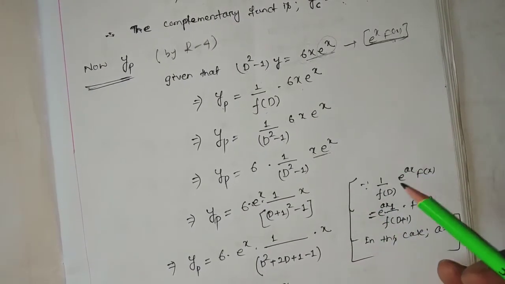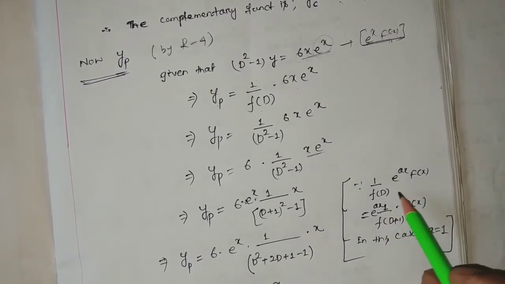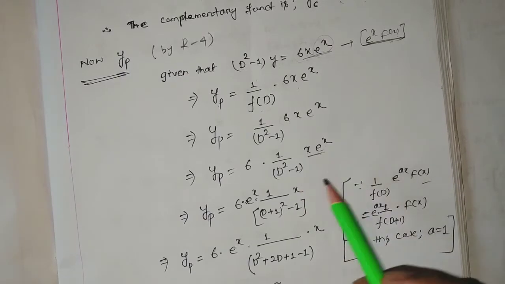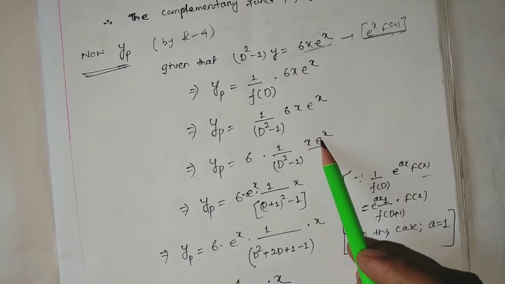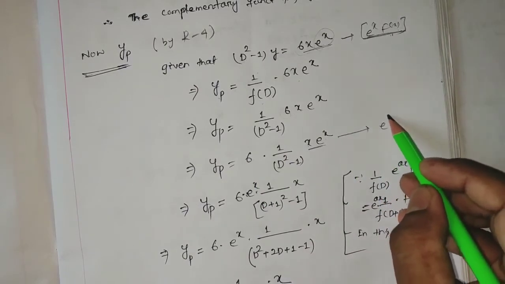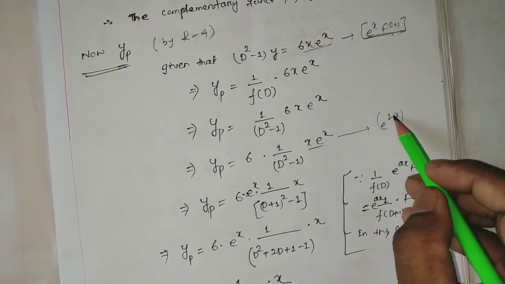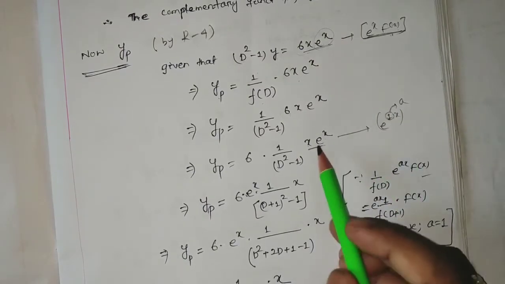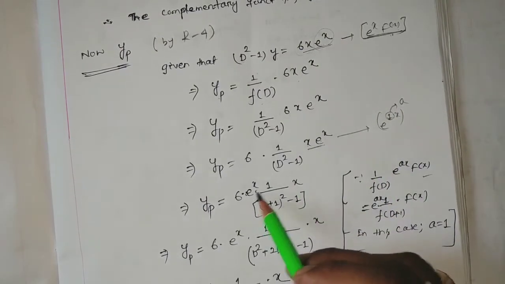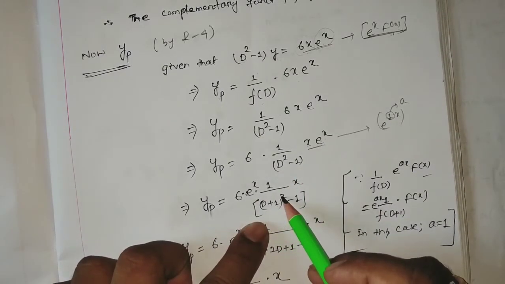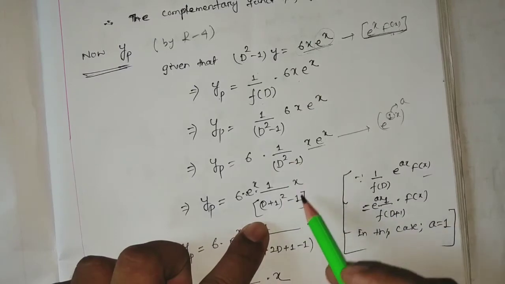So now we are going to use this one. We are going to use the shifting theorem, where e to the power x will be taken outside. Here, e to the power x means e to the power 1 into x is there, so here a is nothing but 1, right? So e to the power x is taken outside, 1 by d plus a, that means (d plus 1) square, minus 1 into x.